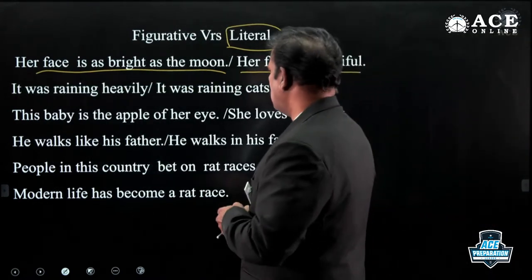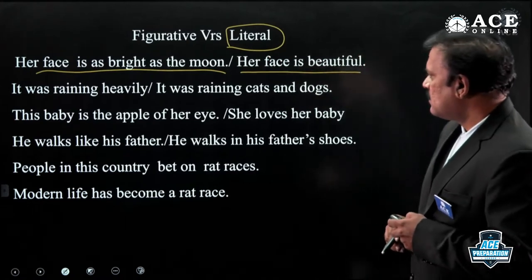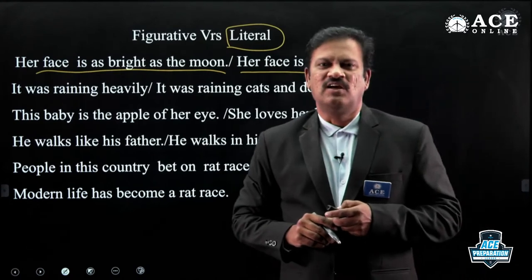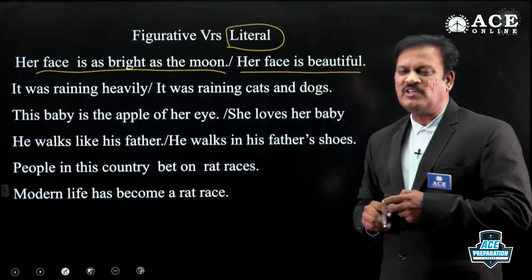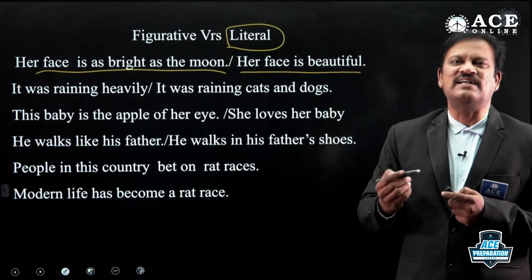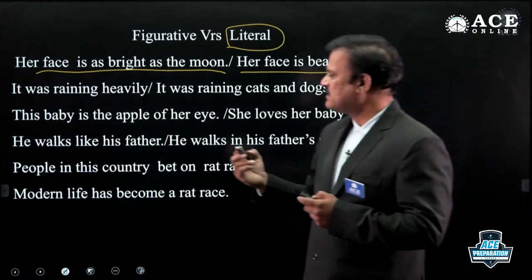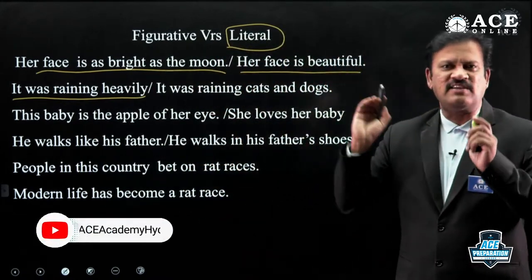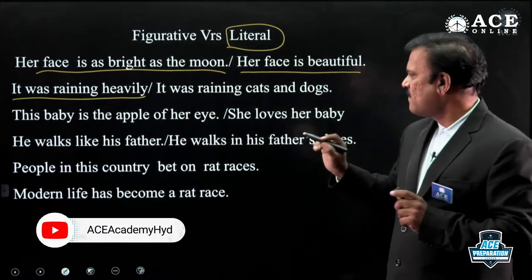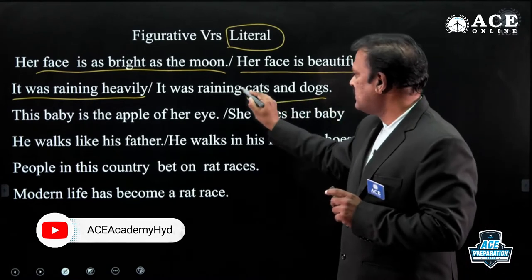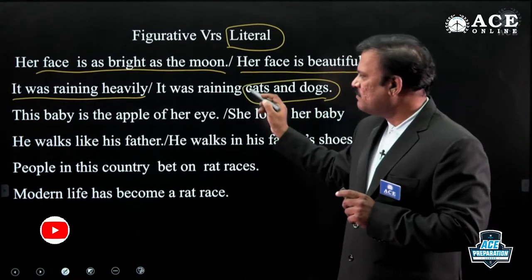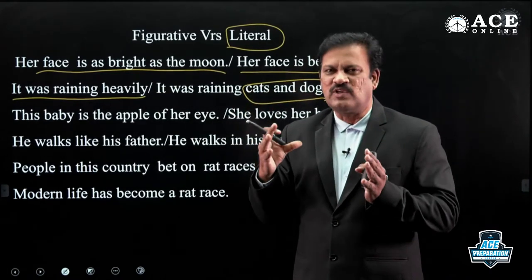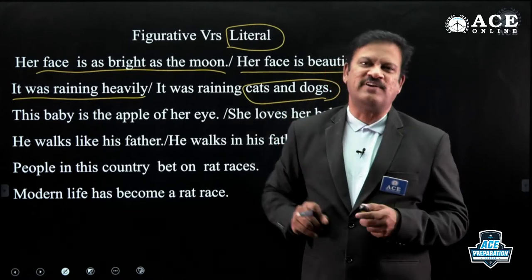It was raining heavily. It was raining cats and dogs. Which one is the literal meaning? Which one has the figurative, undercurrent meaning? So obviously, this is straight, literal. I'm straight away telling you, it was raining heavily. Whereas here, with cats and dogs, I am trying to imply the same meaning, but you can see the picture. You can see some figure. That is the figurative part.